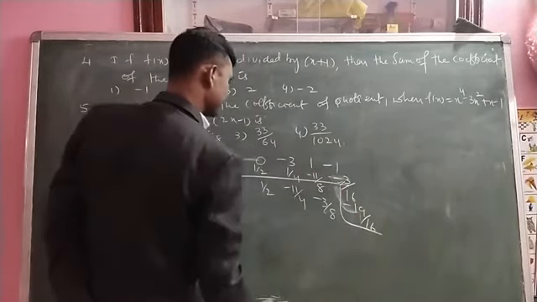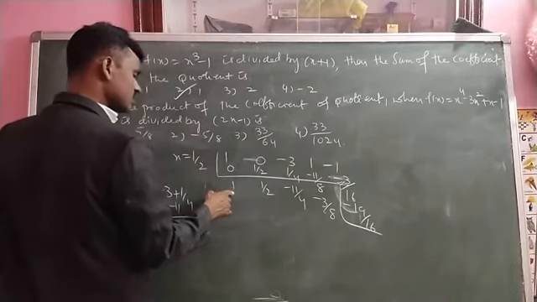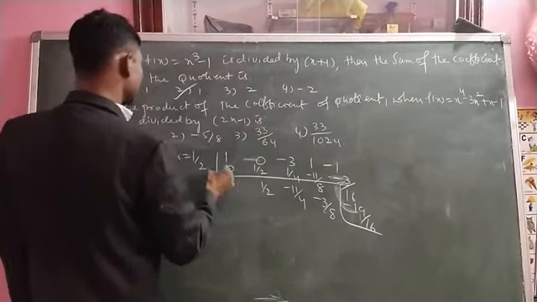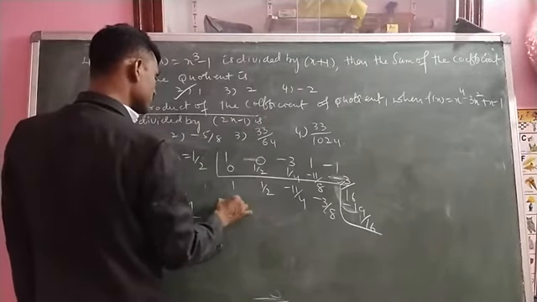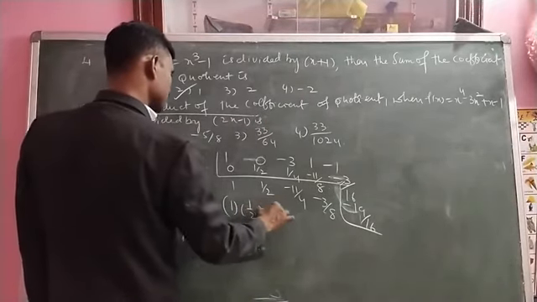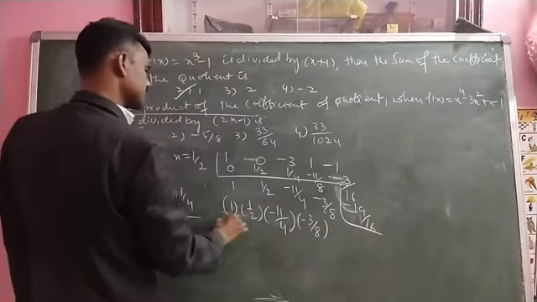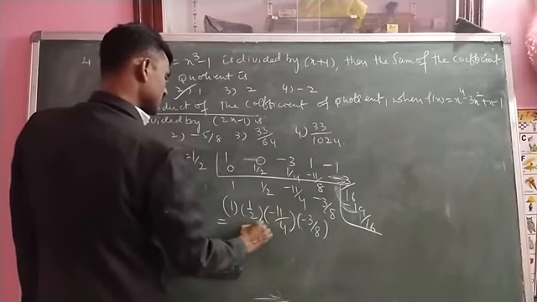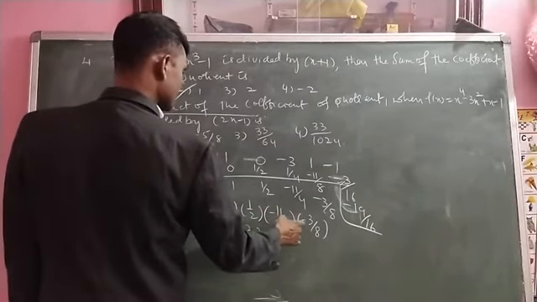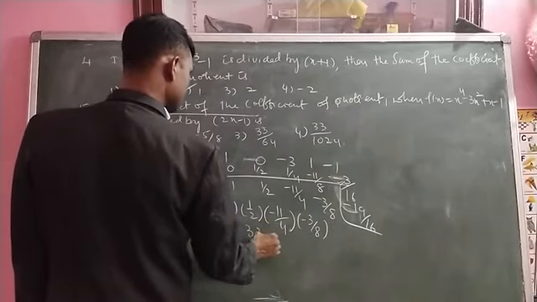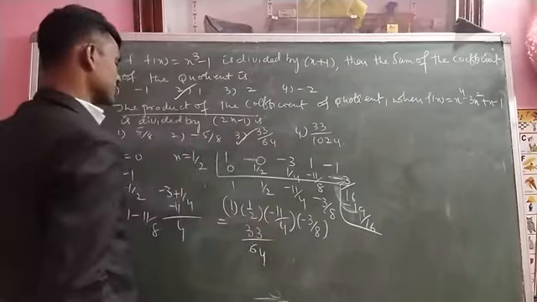This is the remainder. The quotient has the x cube term, x square term, x term and constant. Now what we will do is take the product of the coefficients. Product of the coefficients means 1 into 1 by 2 into minus 11 by 4 into minus 3 by 8. 11 into 3, 33. 4 into 2 into 4, 8. 8 into 8, 64. So 33 by 64. This is the third option. Note down.